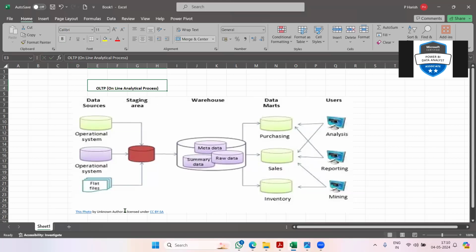So this part is going to be an online analytical process, right? Similarly, the systems that are going to be used for analytical purposes, we are calling them OLAP, online analytical process. Very simple, easy explanation. No doubt on this one, right?